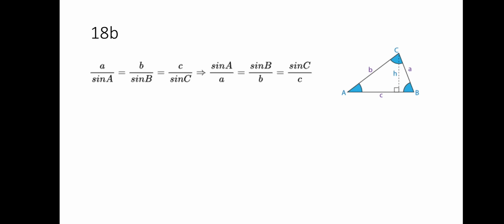So if we actually write down what the sine rule is, it's a over sine A is equal to b over sine B, which is equal to c over sine C. And you can take the reciprocal of these to get sine A over a, etc.